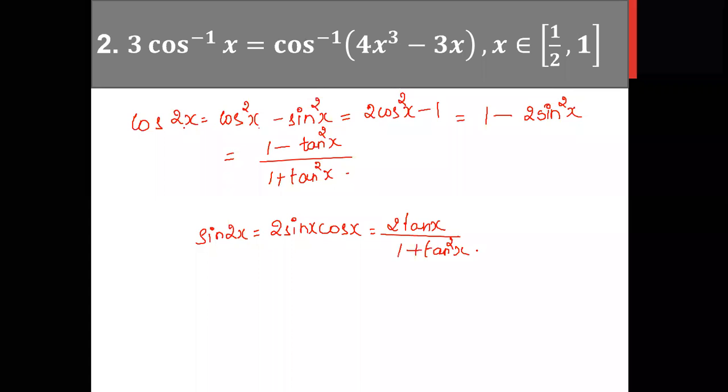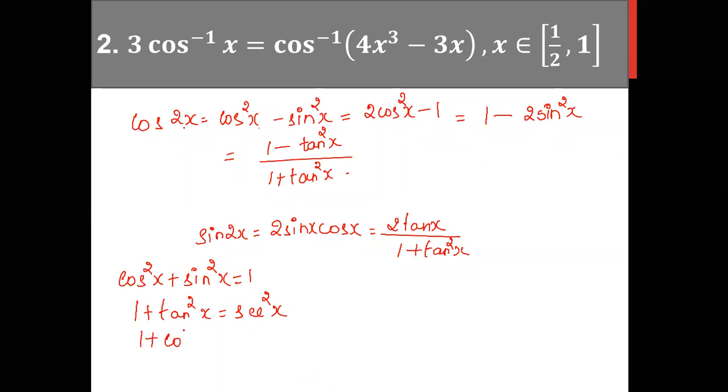And we have the basic identities. What are the basic identities? Cos square x plus sin square x is equal to 1, and then 1 plus tan square x is equal to secant square x. 1 plus cot square x is equal to cosecant square x.